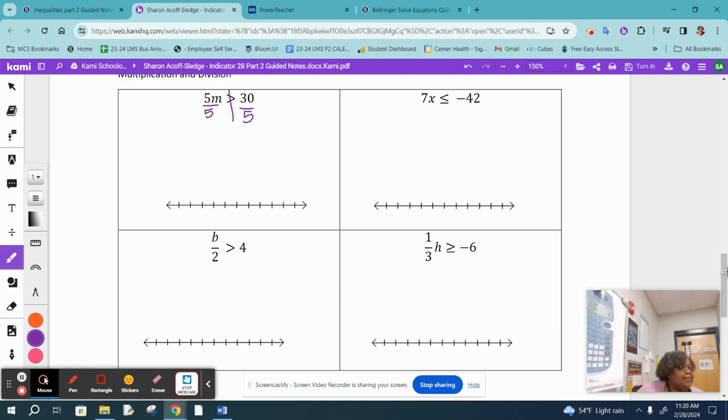Why am I not dividing by 30? Leave it alone because it's already alone on the other side, right? And it doesn't have a variable with it. But yeah, that's leave it alone. Okay, 5 over 5, you cancel that out. And so m is greater than what? 30 divided by 5 is 6. I just gave you the answer. So that's an open circle because we don't have the line, and shade in the direction of my arrowhead.